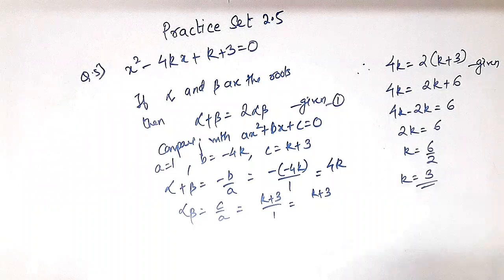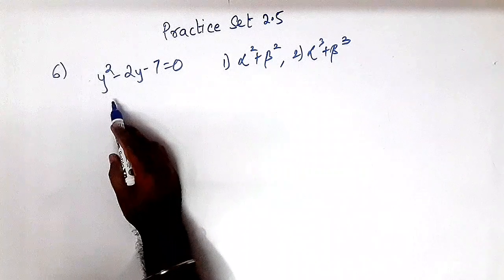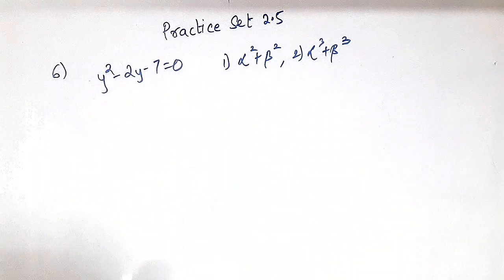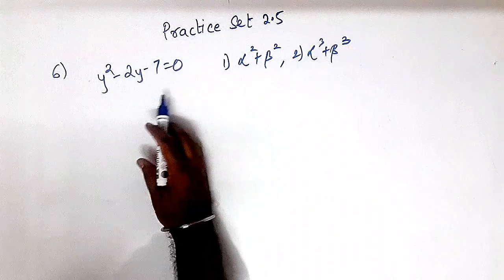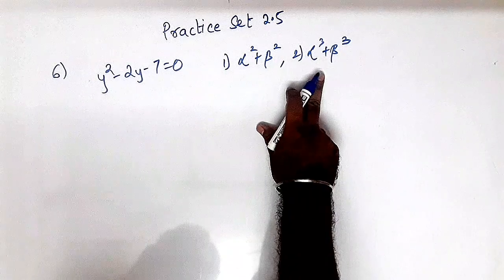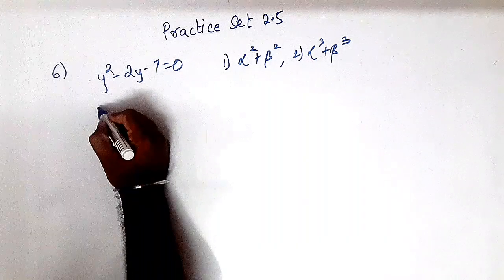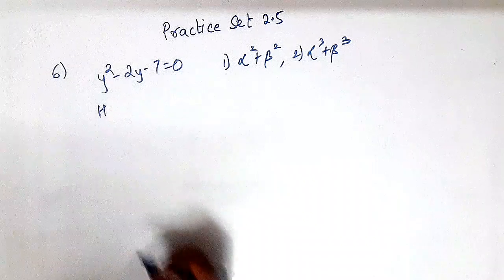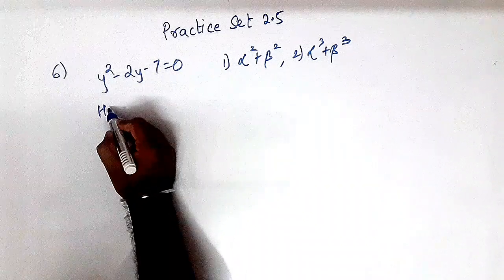Okay, let us move on to sixth one. Question number 6 given is y square minus 2y minus 7 equals to 0, and they have already given that alpha and beta are the roots of this equation. So you have to find these two things, alpha square plus beta square and alpha cube plus beta cube. So let us first find what is the sum of the roots and product of the roots.